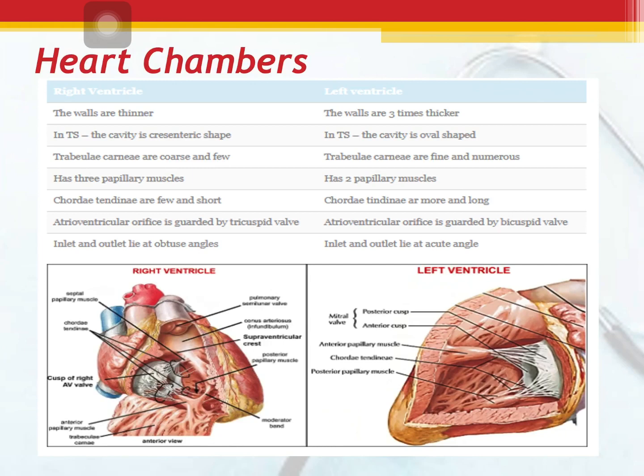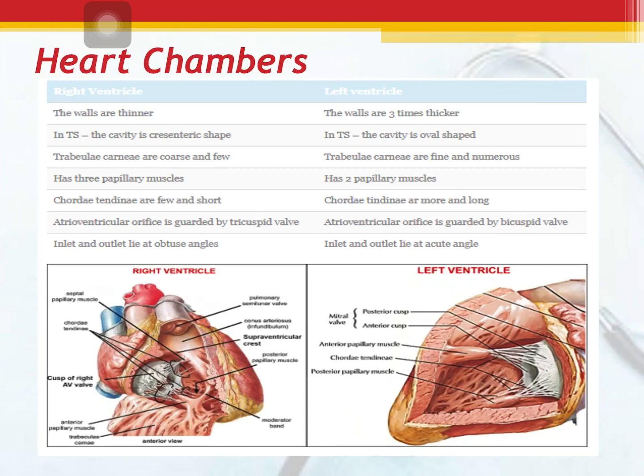Heart chambers. In this picture, you can see the difference between the right and left ventricle. The right ventricle has a thinner wall compared to the left ventricle. The myocardium of the left ventricle is three times thicker than that of the right ventricle. The cavity is crescentic in shape in the right ventricle, and it is oval shaped in the left ventricle.